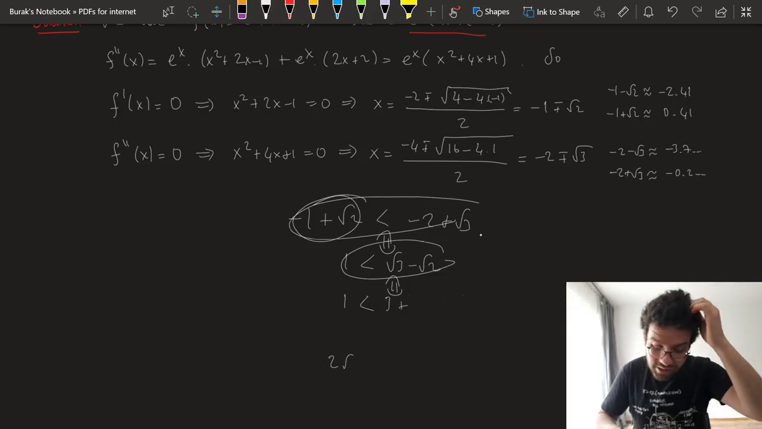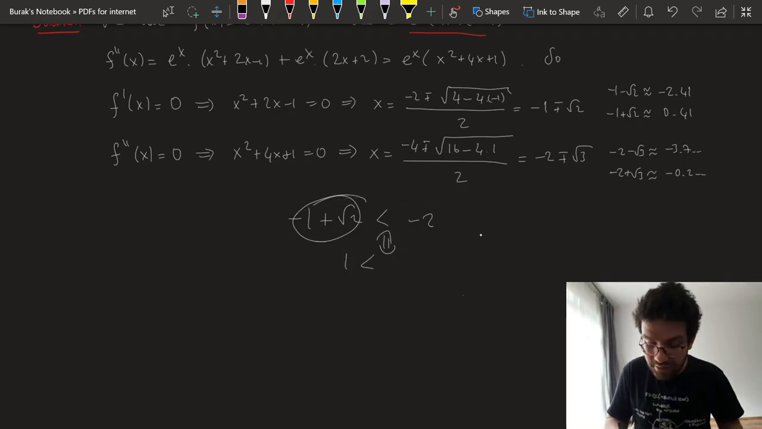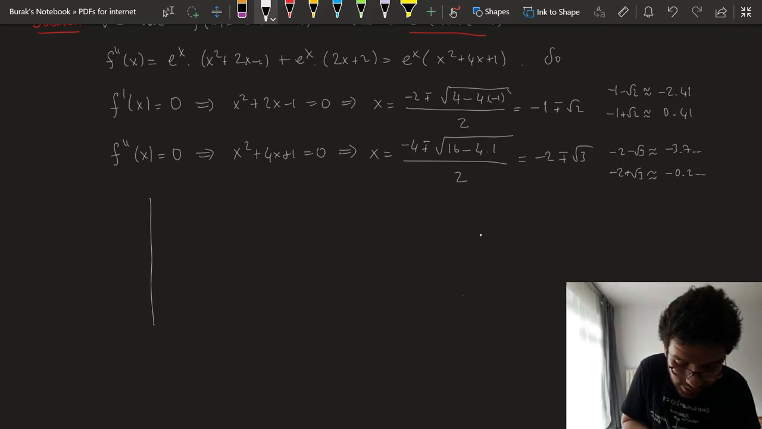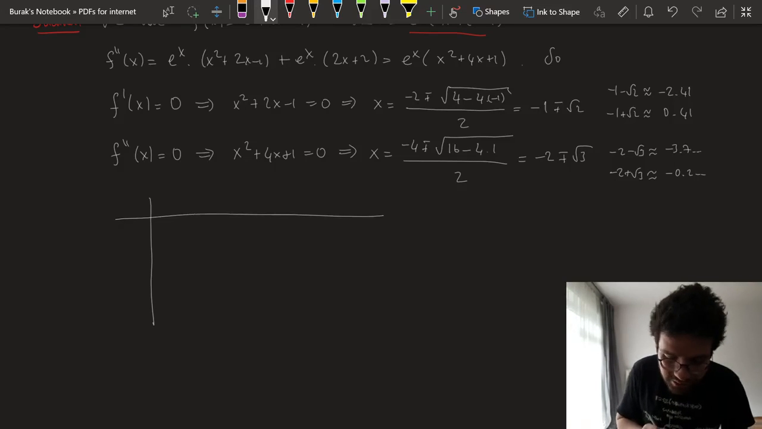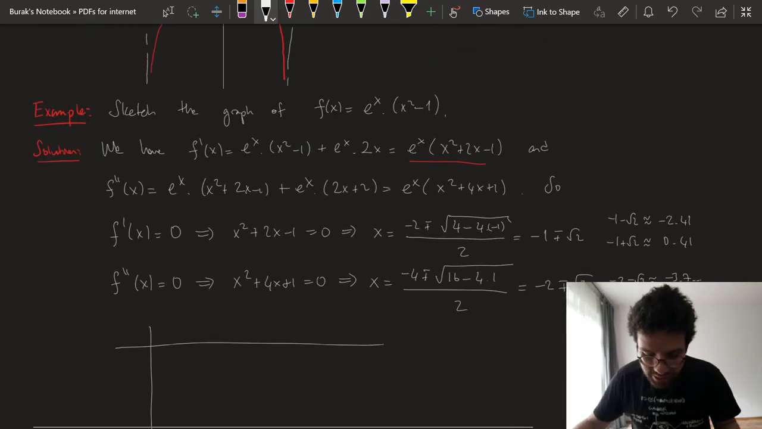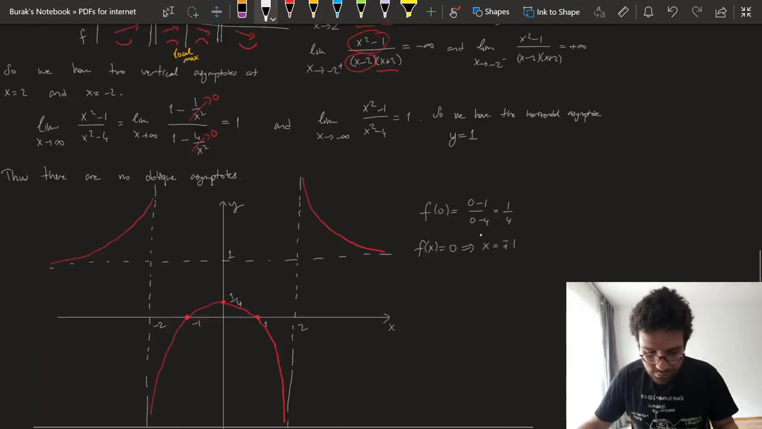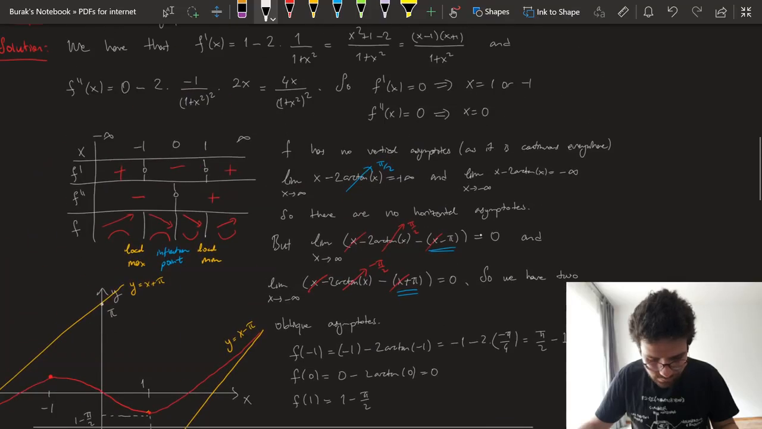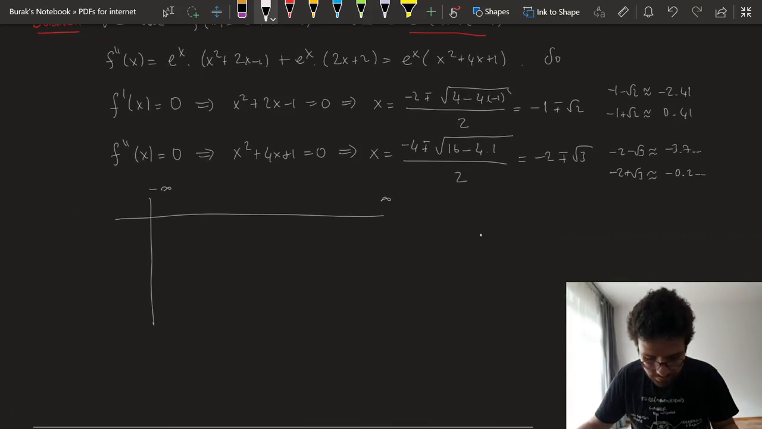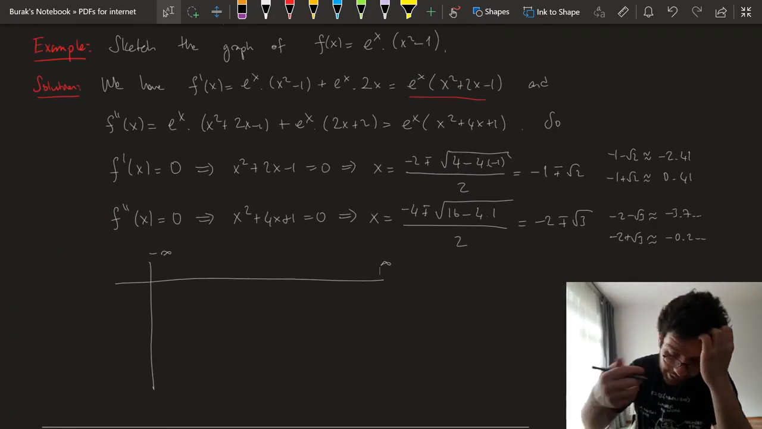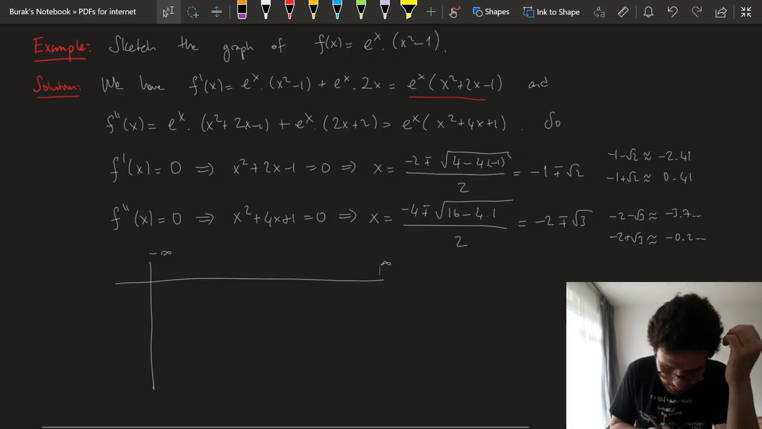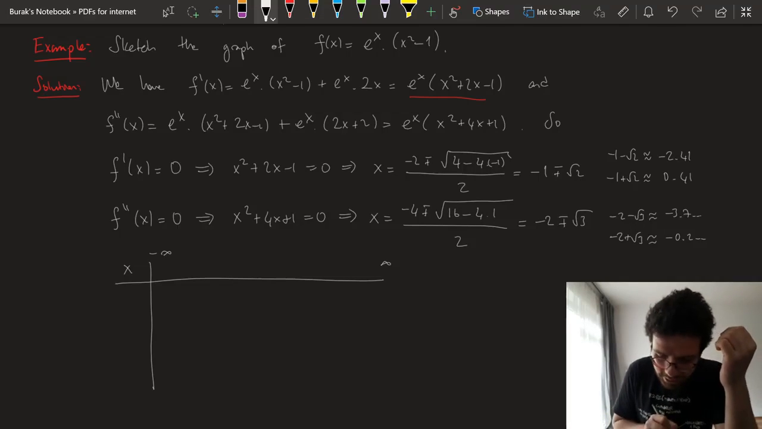I could have figured these out like that, but I just want to write down the approximate value so that I would see where these numbers are on this table. So here's my table. My domain is minus infinity to infinity. Okay, I didn't forget to write these. I thought that I forgot to write these. And this is my domain.